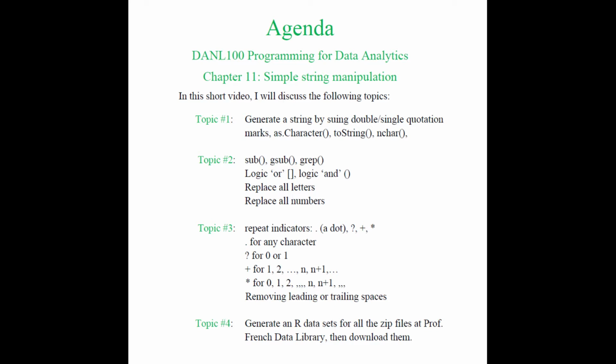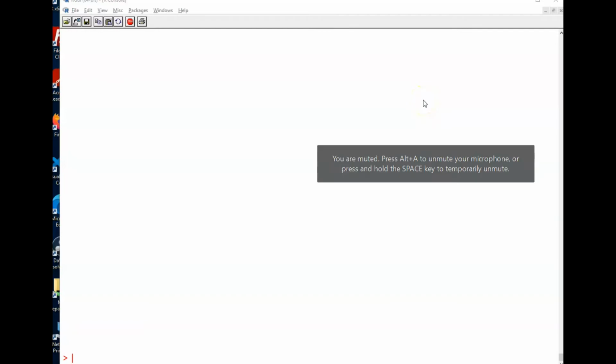Topic number four: generate an R dataset for all the zip files at Professor French's data library, then write a loop to download them all. Topic number one. So let's look at the basics.